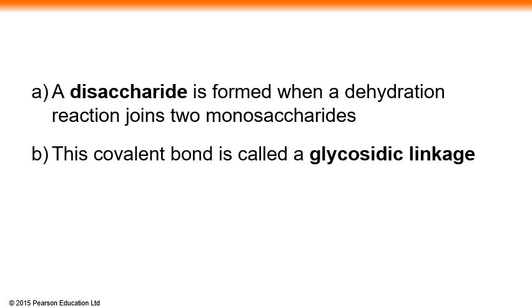A disaccharide is formed when a dehydration reaction joins two monosaccharides together. As you know, di means two and saccharide means sugar. So disaccharides are composed of two simple sugars connected by dehydration synthesis. That's why one molecule of water has to be extracted out. This covalent bond is called a glycosidic linkage.